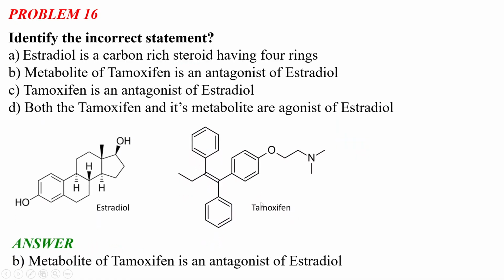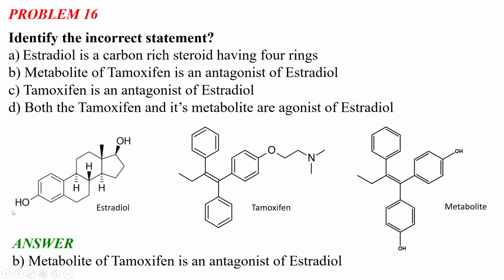So, this is the estradiol, this is tamoxifen and this is the metabolite of tamoxifen. Let us go one by one, then I can explain it better. Estradiol is a carbon rich steroid having 4 rings, which is correct. This is the estradiol structure, it has 4 rings. This is ring A, this is ring B, this is ring C and this is ring D. So estradiol has 4 rings, and it is a carbon rich steroid.